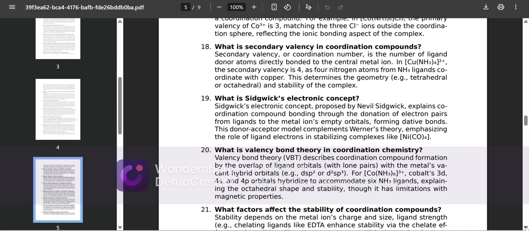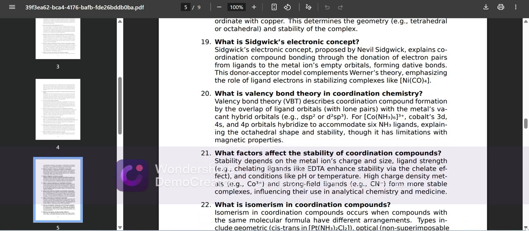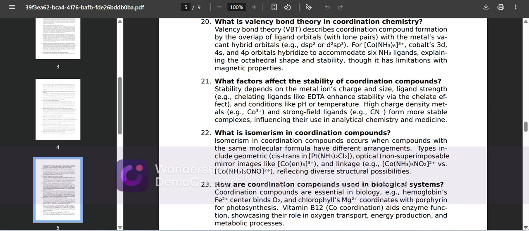What is the Sidgwick electronic concept? The Sidgwick electronic concept, proposed by Nevil Sidgwick, explains coordination compound bonding through the donation of electron pairs from ligands to empty orbitals of the metal ion, forming dative bonds. This donor acceptor model complements Werner's theory in emphasizing the role of ligand electrons in stabilizing complexes like Ni(CO)4.